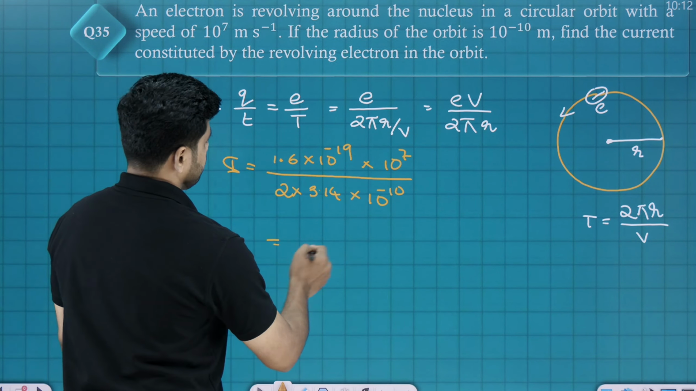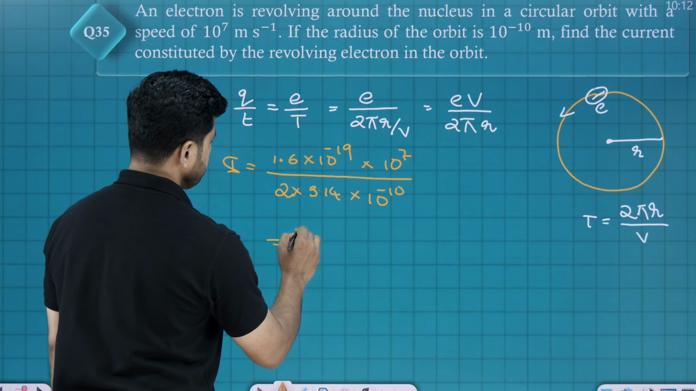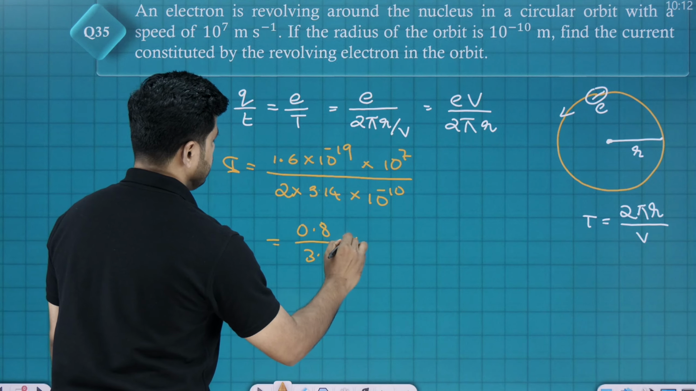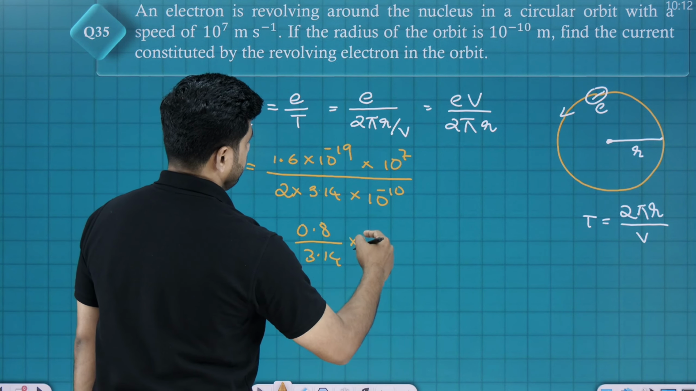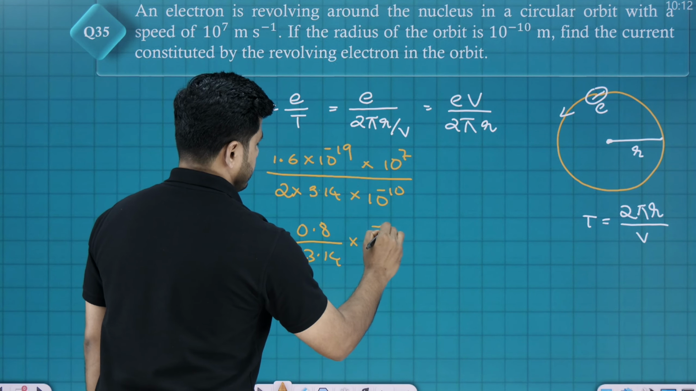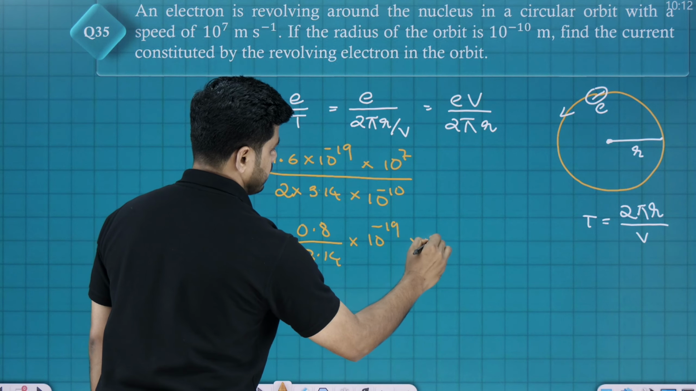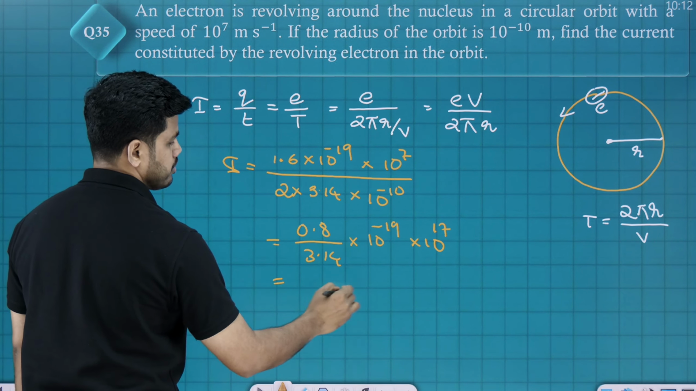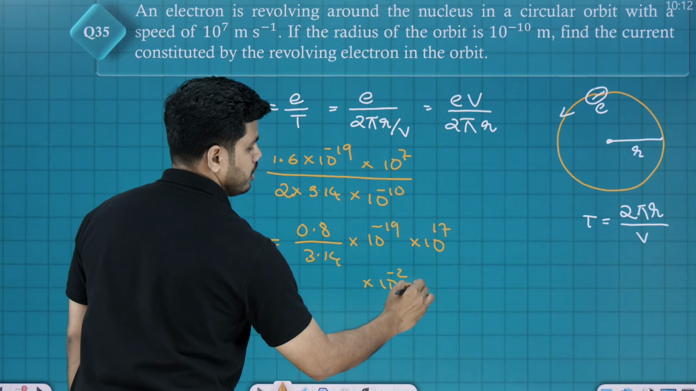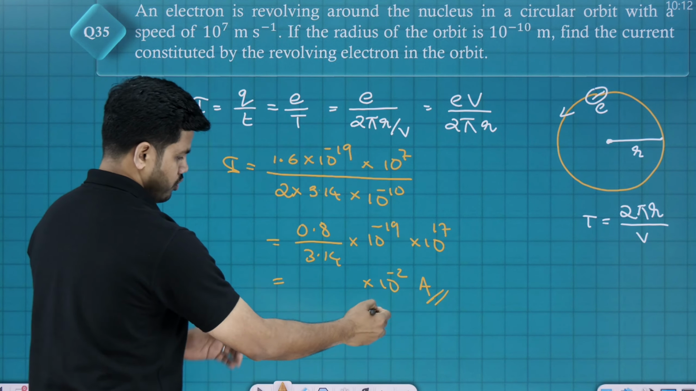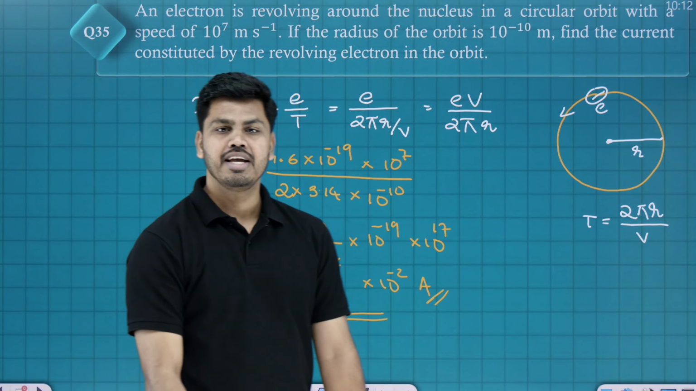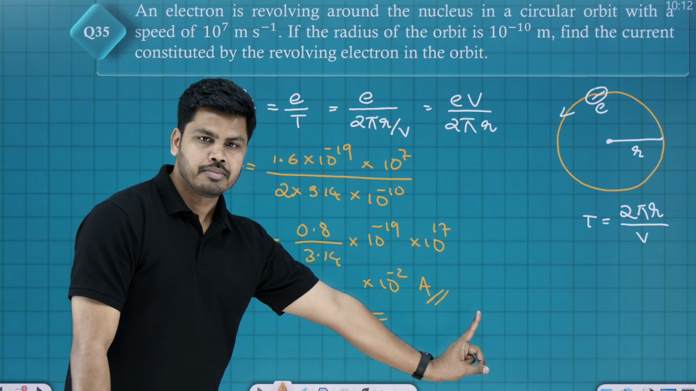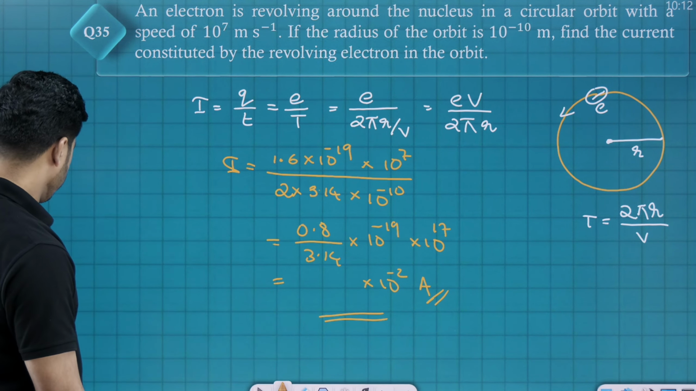If you simplify this, you will get 0.8 divided by 3.14 into, what are the powers? We get 10 raised to minus 19 into 10 raised to plus 17, correct? So you will get some 10 raised to minus 2 ampere, which we can just round off to 10 raised to minus 3. So some milliampere will be the value. Simplify this and you will get the final answer. Okay, next one.